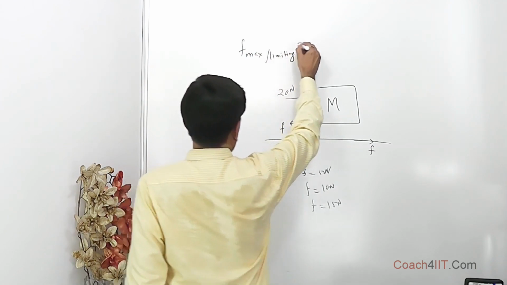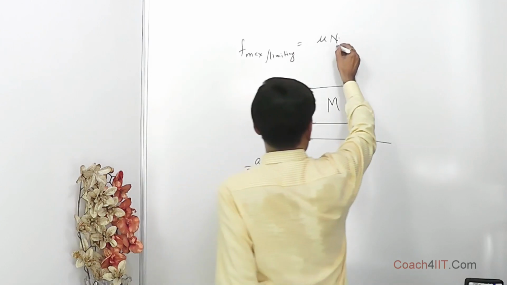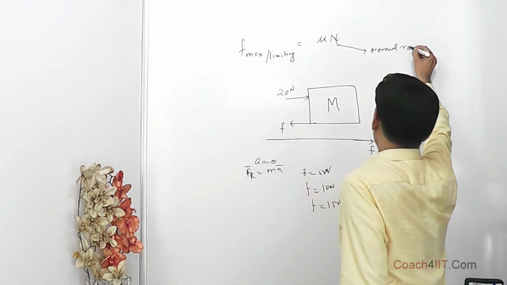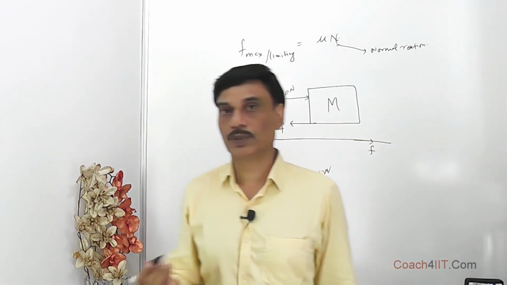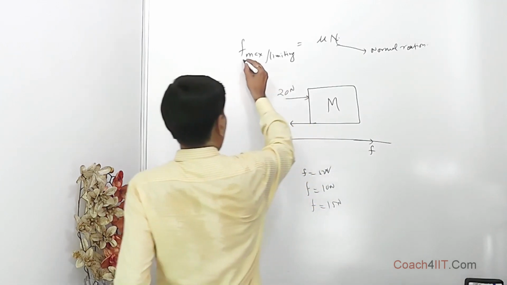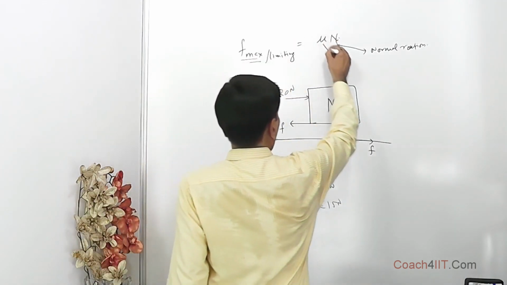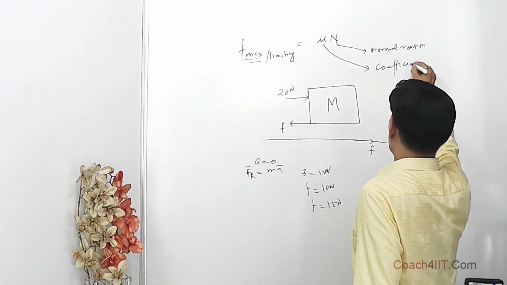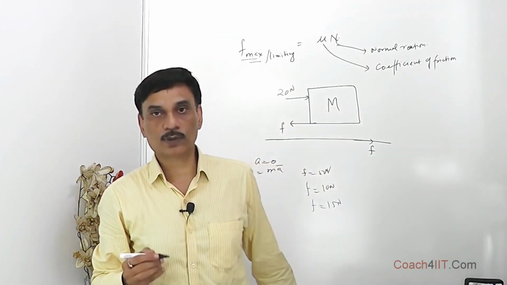Limiting value is mu, coefficient of friction, into normal reaction. This is normal reaction. Normal reaction is obviously a reaction, the unit is force only. Action and reaction are forces only, the unit is Newton only. This is a maximum value, obviously it is in Newton only. This is Newton, this is Newton. So mu is what you call the coefficient of friction.